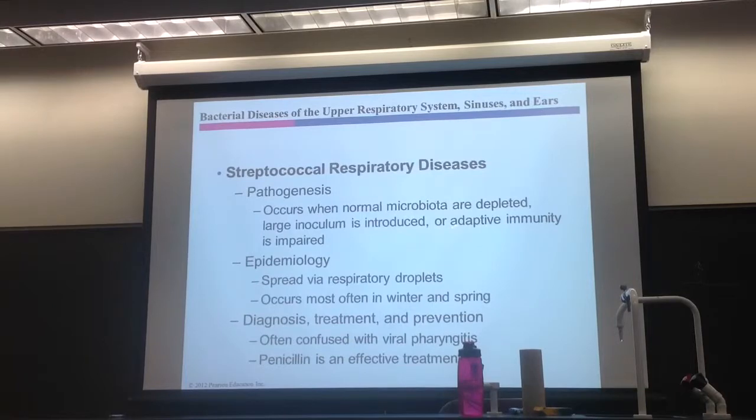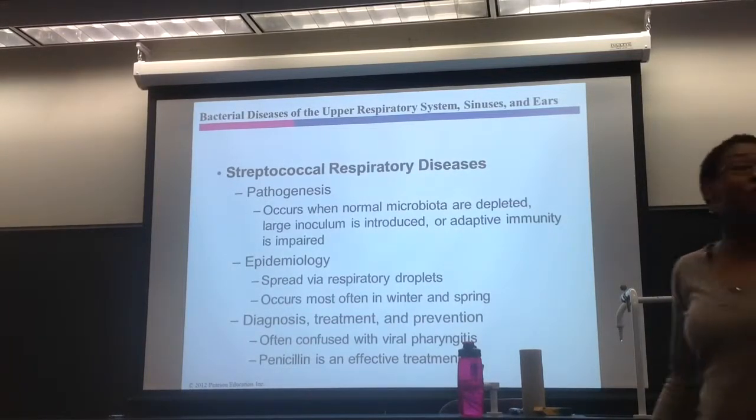Or also, the adaptive immunity is impaired. Now, usually, for example, who gets strep throat more often? Think about it. Who? Children. Children. You know why?